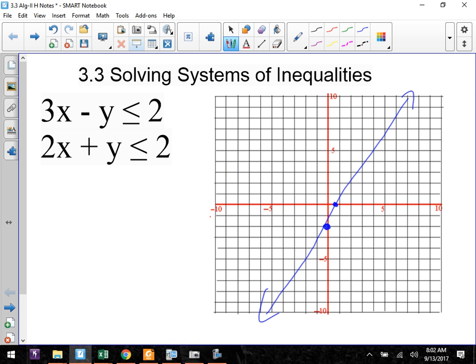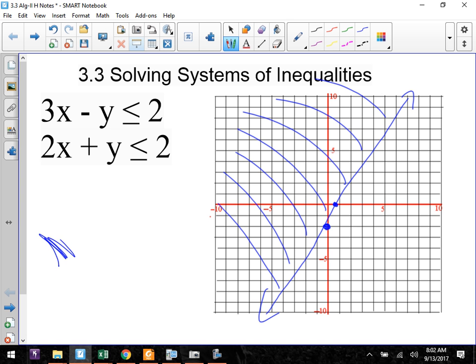Now, did that graph go through the origin? No. So I'm going to use 0, 0 as my test point. Remember, inequalities create what are called half planes. Half of the graph is true, half of the graph is false. What I want to do is decide what side is going to be true in order to shade it. So what is 3 times 0? What's 0 minus 0? Is 0 smaller than 2? All right. So that means it's true up here.